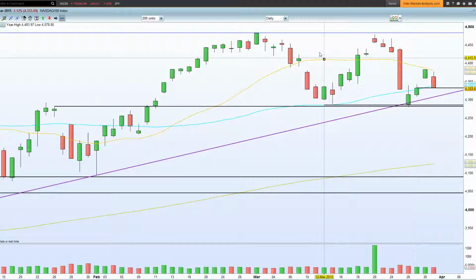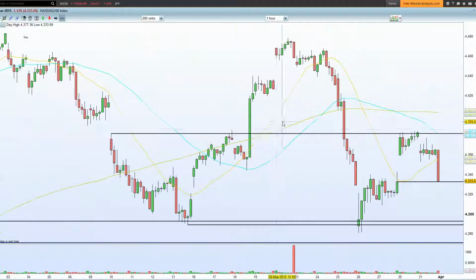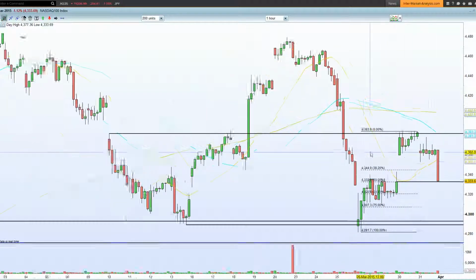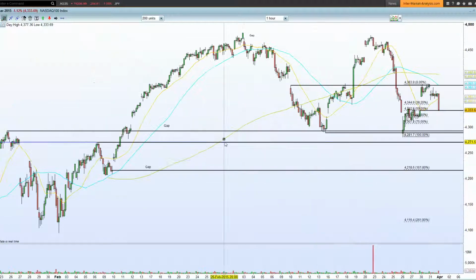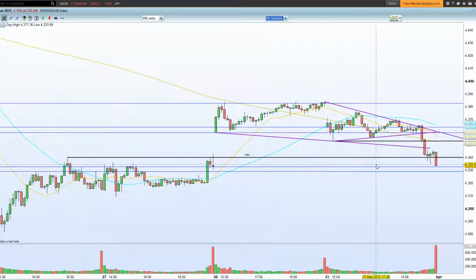We've come into gap fill, so again that's an interesting scenario. 60-minute chart, again, gap fill. Interesting scenario. If we use a fib, taking the pivot high to the pivot low, we are into the fib 50% retracement. So again, interesting scenario, a 50% retrace of that move. On the 10-minute chart, we're into gap fill resistance.